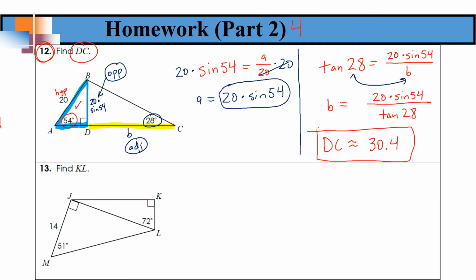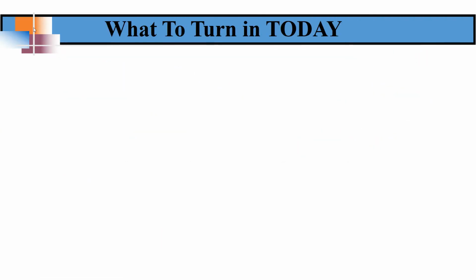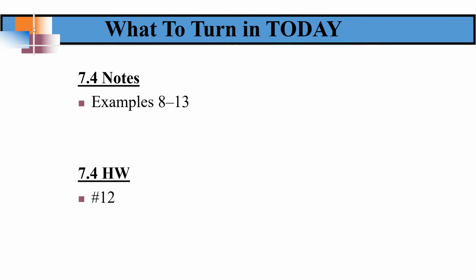Now I want to make it really clear what you need to document and turn in on Canvas today to receive credit. So what do you need to turn in today? Well, first thing, the examples we just worked through on the 7.4 notes, Examples 8 through 13. You need to take a picture of those and turn those in on Canvas. But we also did one example from the homework, number 12 from the 7.4 homework. So please make sure to take pictures of those pages and turn those into Canvas before 8 p.m. tonight. That's when they're due. If anything is turned in after 8 p.m., you won't earn full credit.